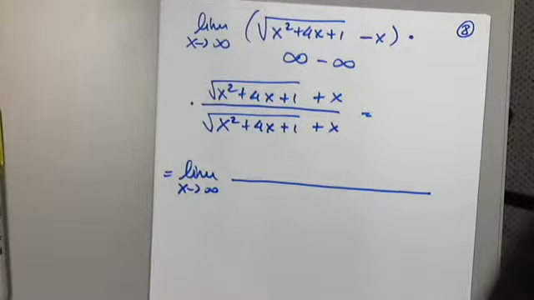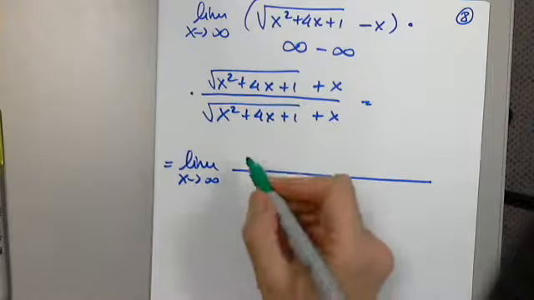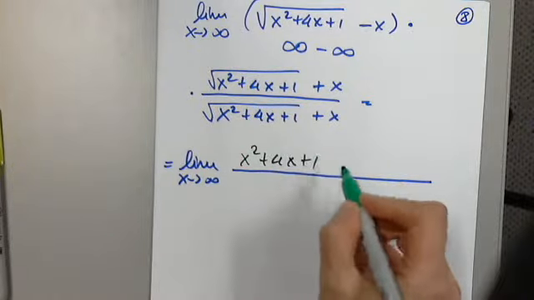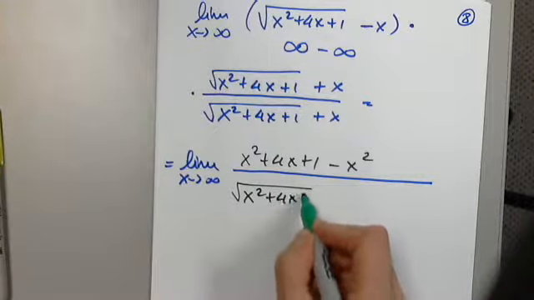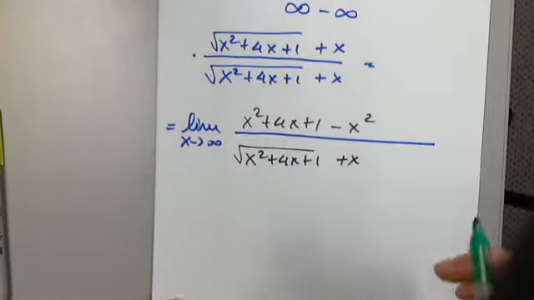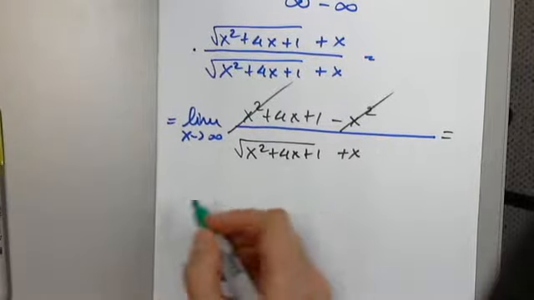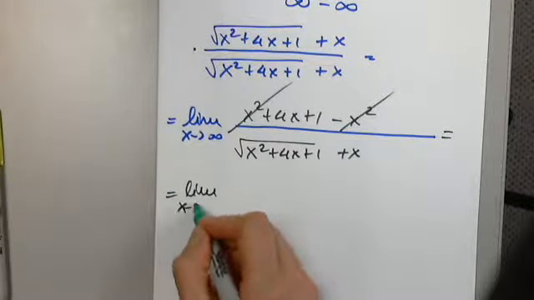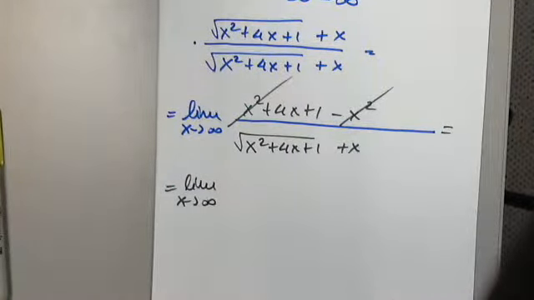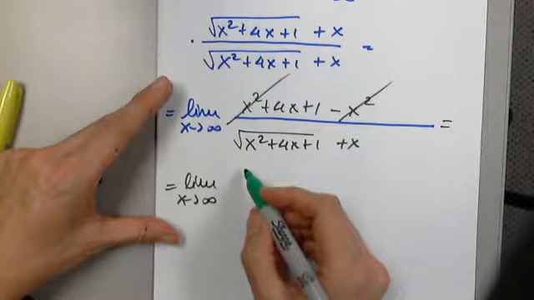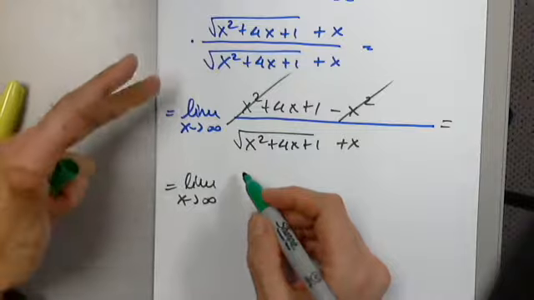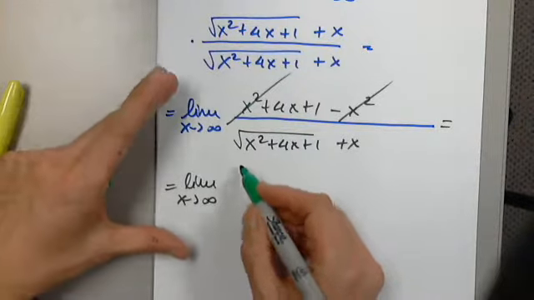Can anyone give us the top? x squared plus 4x plus 1 minus x squared. Awesome. What is the degree at the top? Good. What do I factor out? Once you say 1, it cannot be anything else but x. Very good.